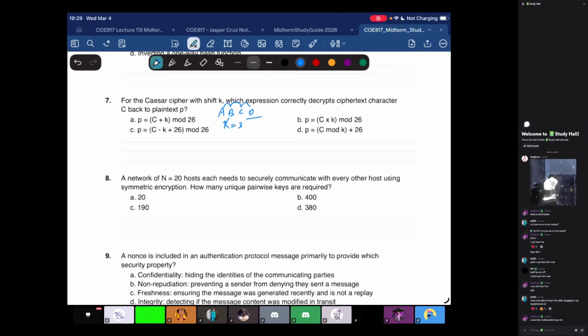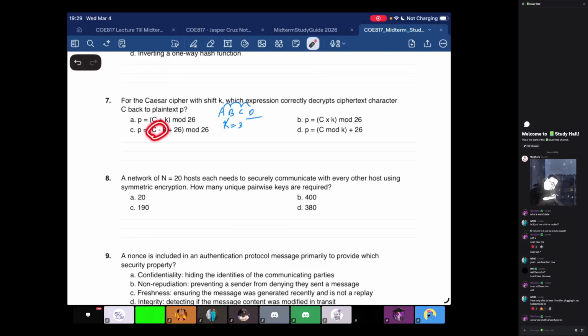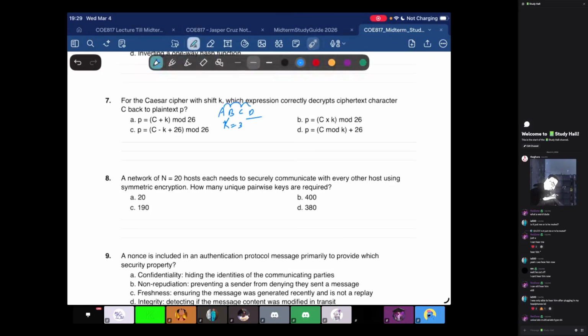To revert, I would have thought initially it would have just been C minus K. But the reason we add 26 is to prevent any negatives from appearing within the mod function. So just to prevent any miscommunication, we add that 26 and then we perform the mod and find the remainder.